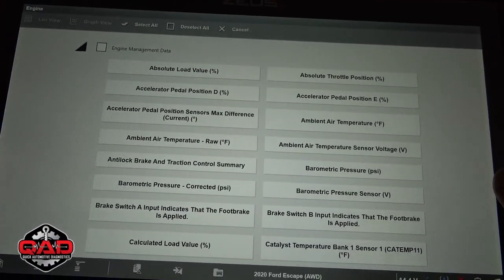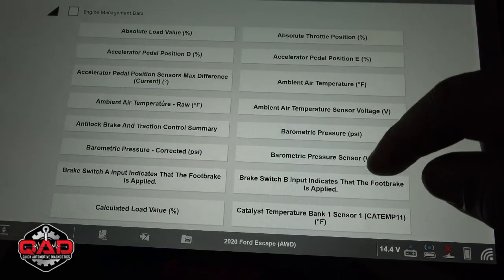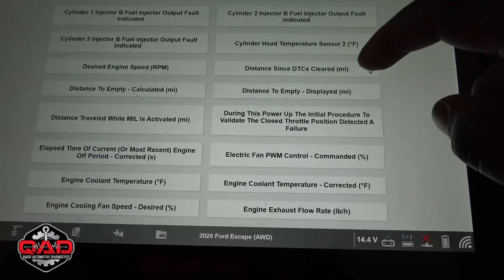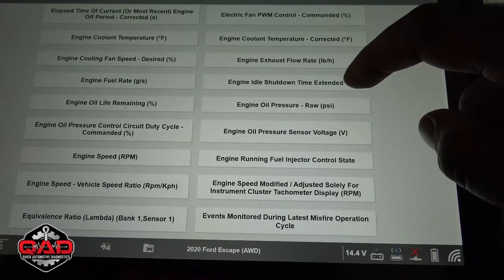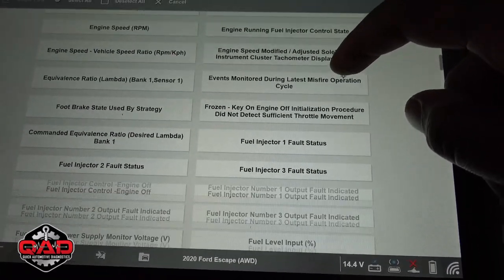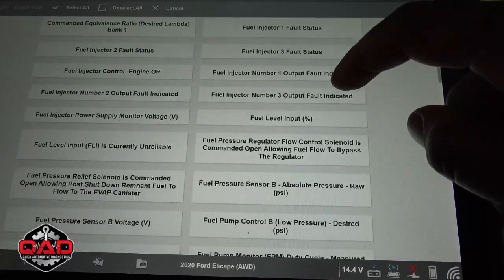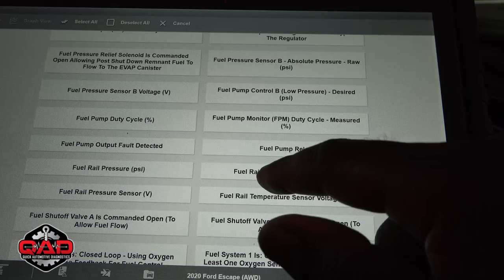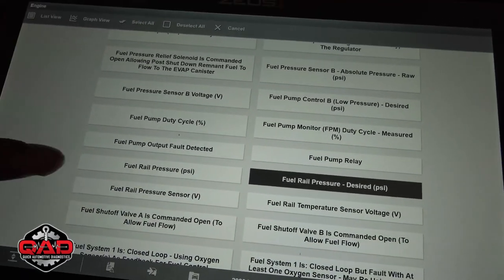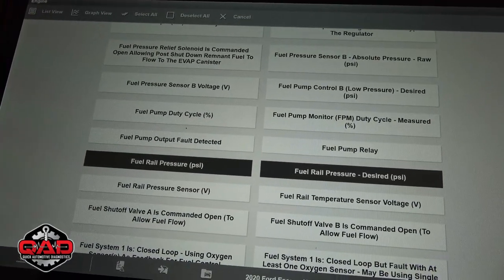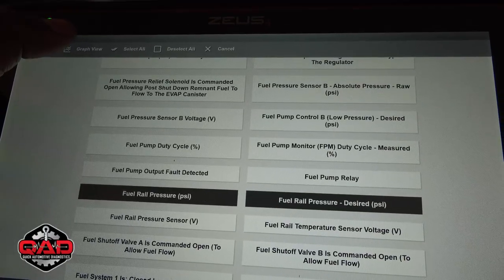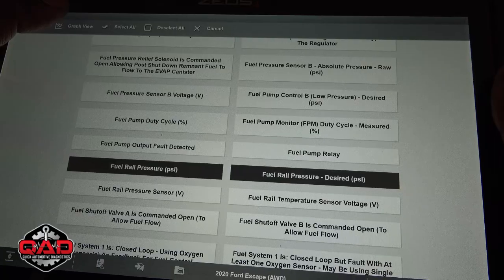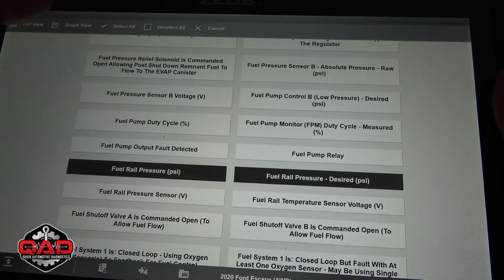Okay, these speeds, they are in engine management, so let's look for the fuel rail pressure. Fuel rail desire and fuel rail pressure right there. That's all we need. So we're gonna actually graph those.